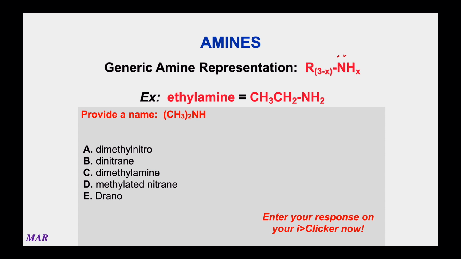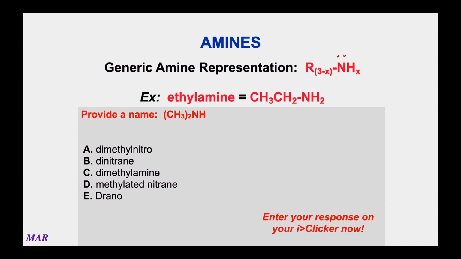So let's name this compound, all right? And you can see there that there are 2 methyl groups, 2 CH3s. They're connected to a nitrogen with 1 hydrogen. So things connected to a nitrogen are amines. The methyl group, there's 2 of them, so it's dimethyl, all right? It's going to be dimethyl something.